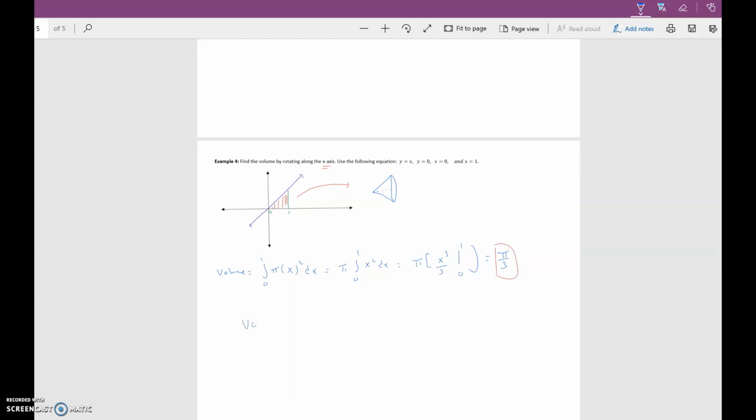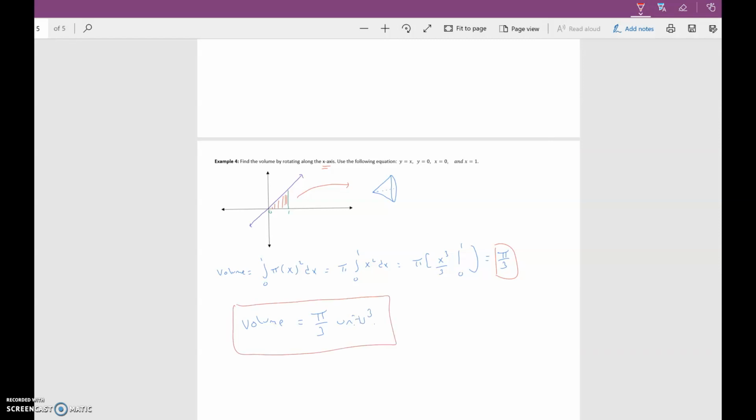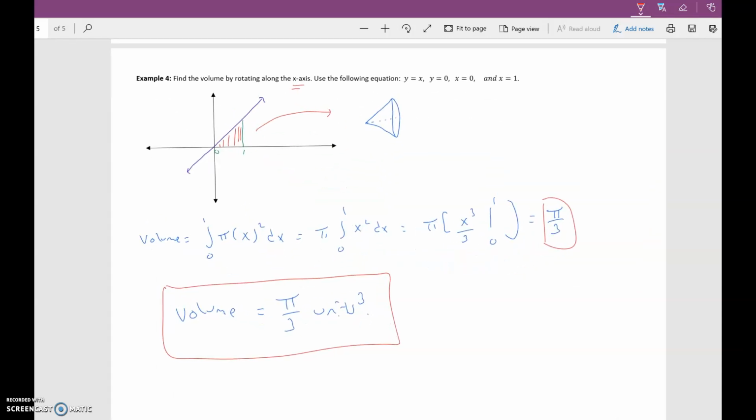So the actual volume is equal to pi over 3 units to the third power. They don't mention any units, so units to the third power would be the most appropriate answer.